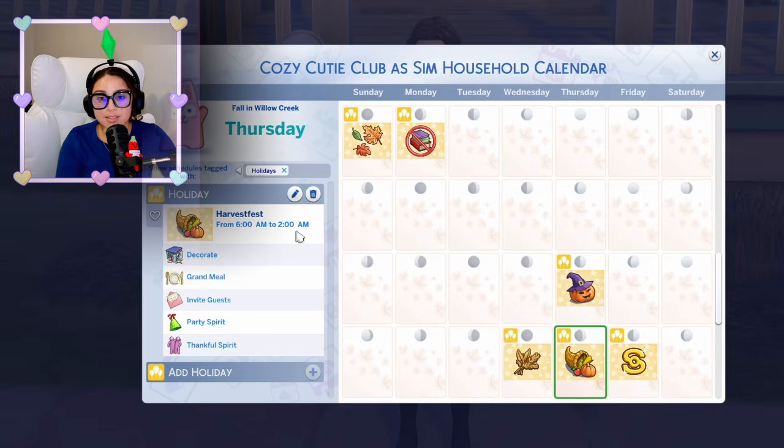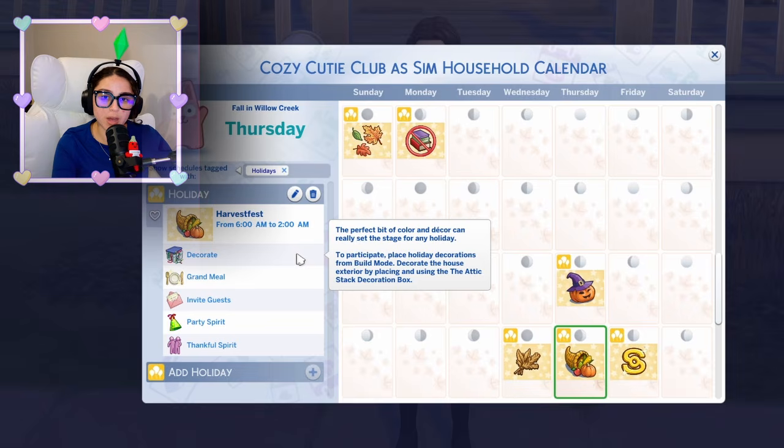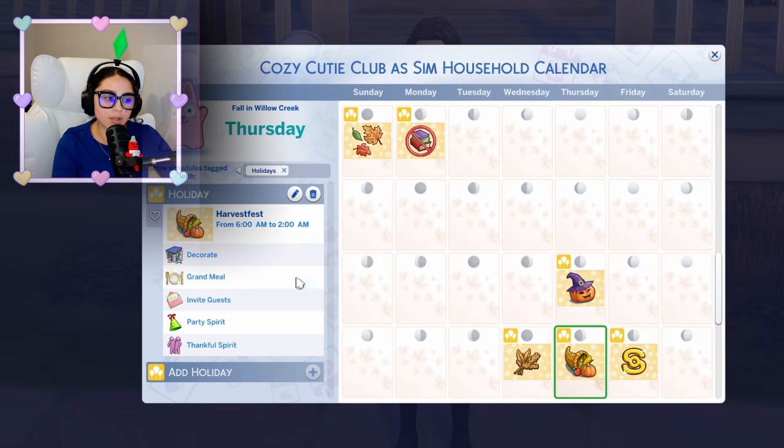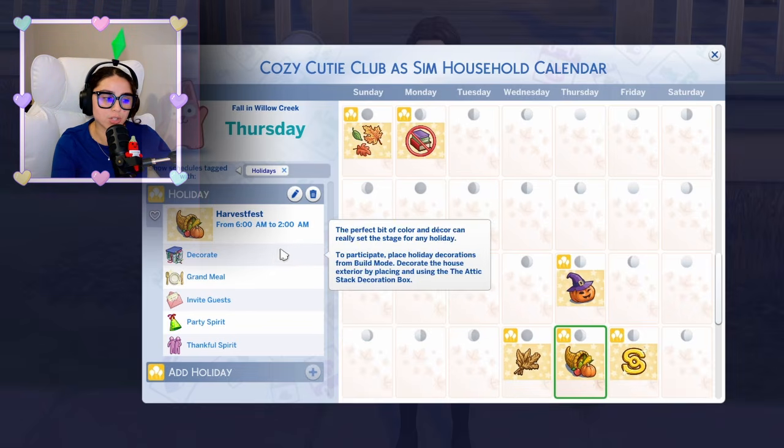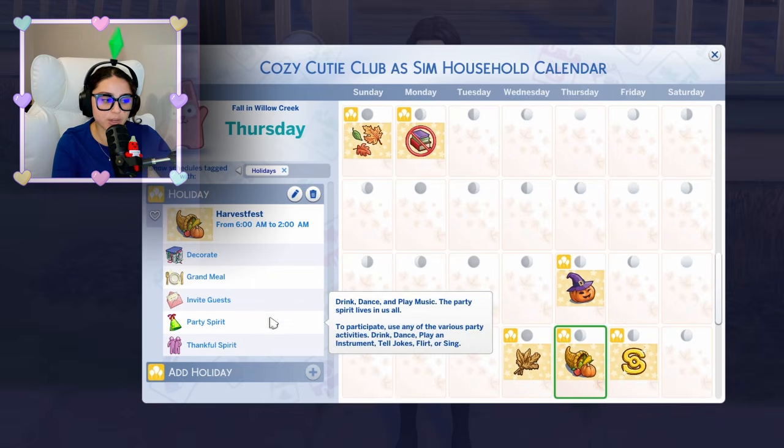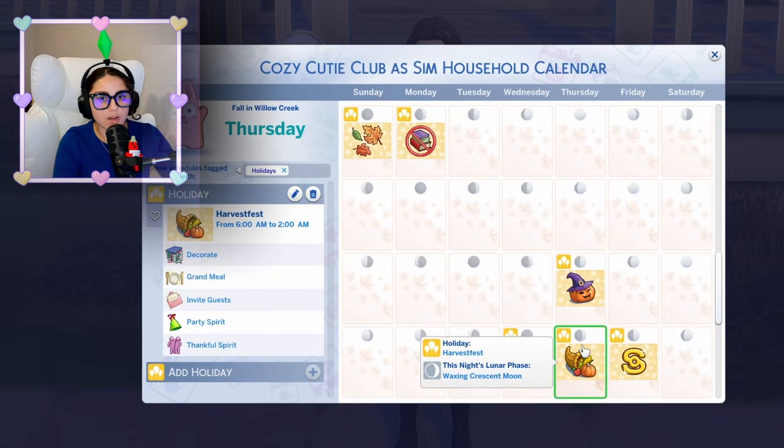Next, we have Harvest Fest, and this is definitely a default holiday. Like I mentioned when I was speaking about Lucky Gnomes Day, I took out the Holiday Gnomes tradition, and so the traditions are decorate, grand meal, invite guests, party spirit, and thankful spirit. This is a day off from work or school.